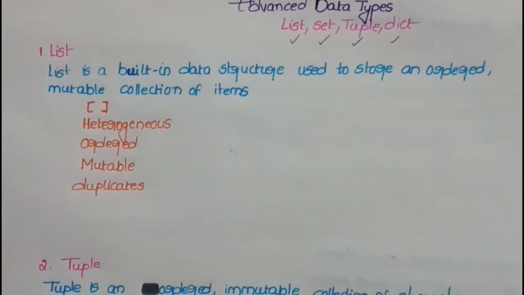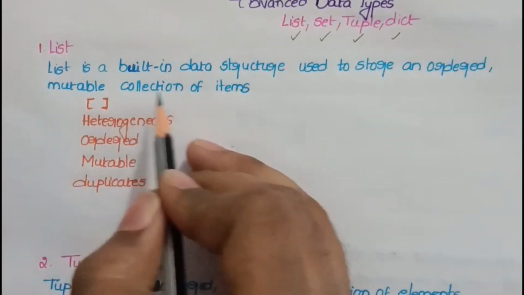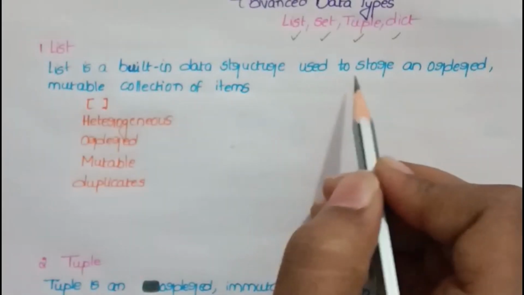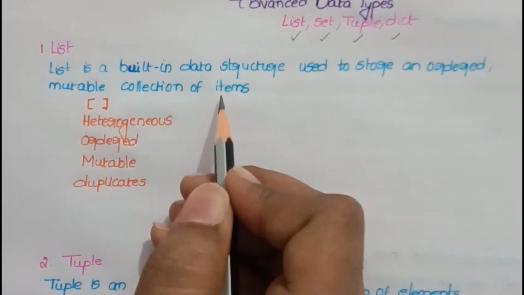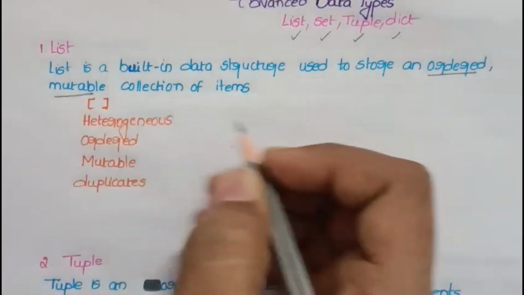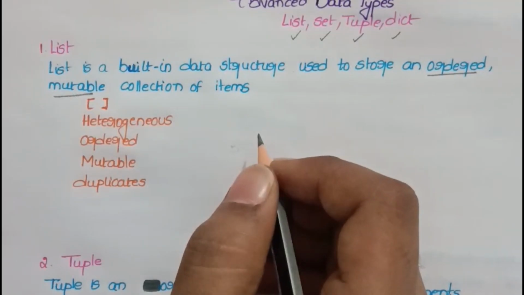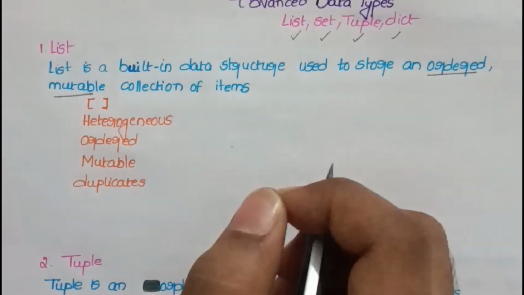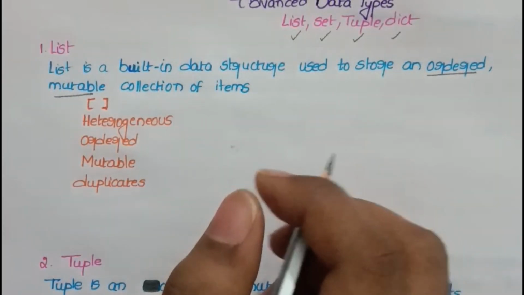First one, list. Let's see the definition. List is a built-in data structure used to store an ordered mutable collection of items. What is the meaning of ordered? What is the meaning of mutable? We will go through it. But list is a collection of items. It's not a single value that we can store in a list.